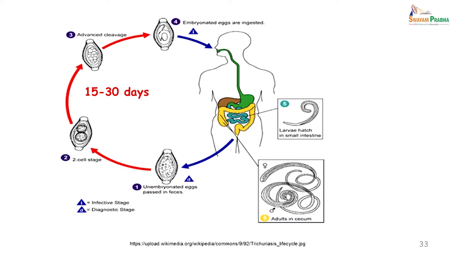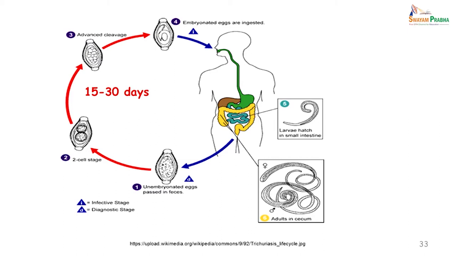So let's look at the life cycle of Trichuris trichura or whipworm. We'll start with the embryonated eggs which are passed in the feces. If the soil and the environment is suitable, these will mature into eggs which have undergone cleavages and have formed a larva. Now this whole thing from the excretion of the egg in the feces to its development to an infective form takes 15 to 30 days.